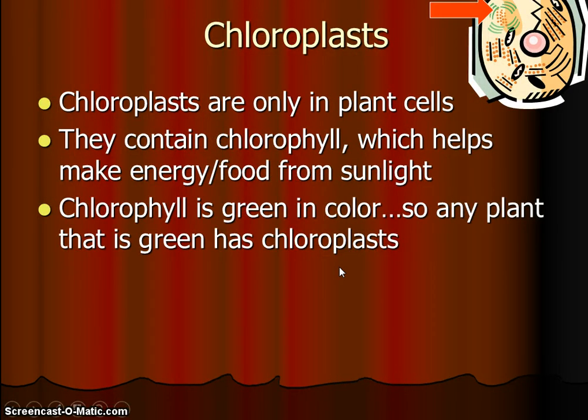Then we have chloroplasts. Chloroplasts are only in plant cells. They contain chlorophyll, which helps make energy, food from sunlight. Chlorophyll is green in color, so any plant that is green has chloroplast. And there's your green chloroplast.